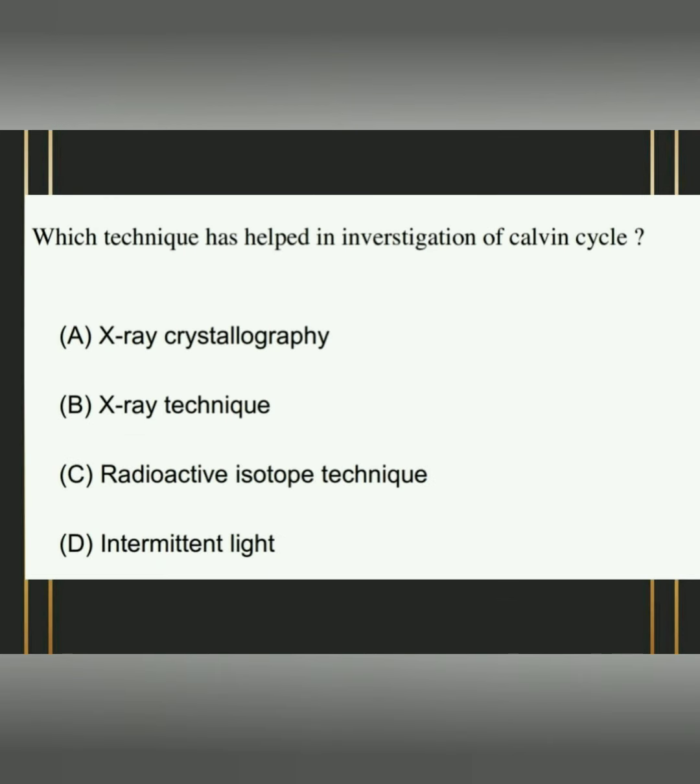Which technique has helped in the investigation of the Calvin cycle? X-ray crystallography, X-ray technique, radioactive isotope technique, intermittent light. And the answer to this question is radioactive isotope technique.